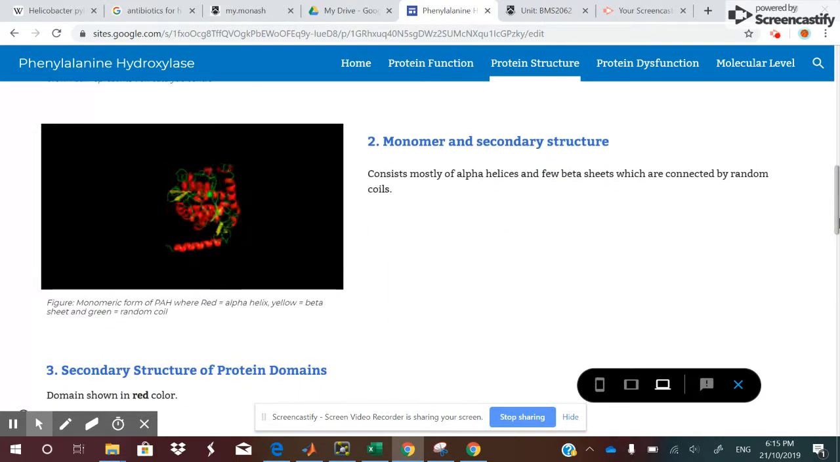Now talking about monomer and secondary structure. As we know, phenylalanine hydroxylase is a tetramer, and there is a single chain, or a single monomer, of phenylalanine hydroxylase. Four of these monomers interact with each other, forming a tetramer, which is the active form of the enzyme.